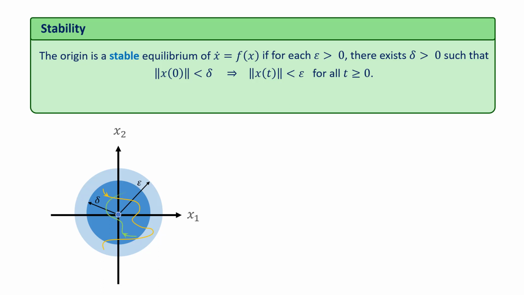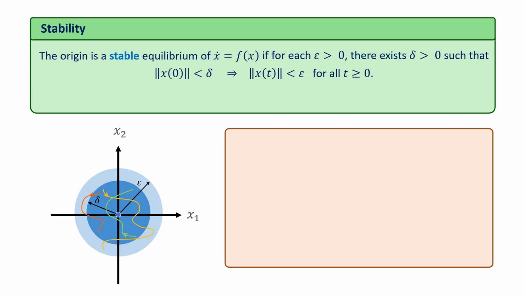In other words, if a system is stable, you can decide how close you want the solutions to remain to the origin, and it's always possible to find the neighborhood of the origin from which the solutions start and remain for all time within the neighborhood you chose. So it's always possible for a stable equilibrium to find a set of initial conditions such that the solutions stay as close to the origin as you want for all time.